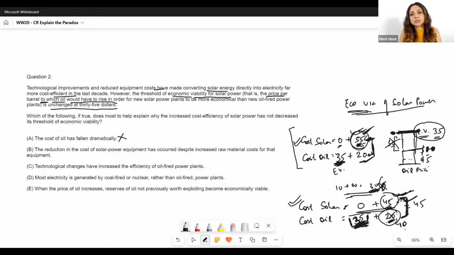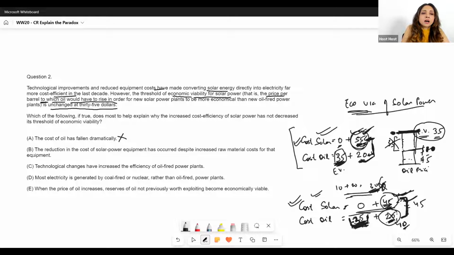So let's say a decade ago, this tech cost was 55 and this was 20. So my oil price had to be at the level of 35 for this to make sense, for solar to make sense. Now my tech cost has gone to 45, and the cost of oil to which I have to make it rise so that this makes sense is still 35. It means that my tech cost of oil has gone down. This has become 10, right? Nothing in my argument has anything to do with the current price of oil, except for the fact that the current price of oil is certainly less than $35, right?